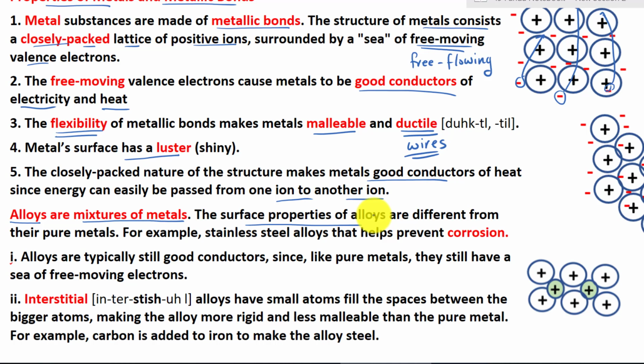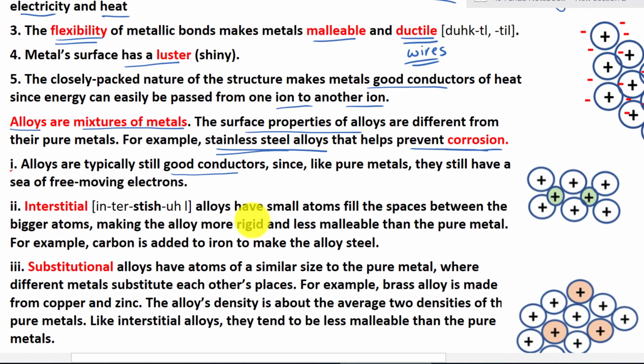By mixing different metals together, we make a very stable alloy. For example, stainless steel is an alloy that prevents corrosion. Pure metals are very corrosive, but stainless steel is not. Alloys are made from metals, so they still have very similar properties. For example, they are still good conductors, still malleable, still ductile. But we can make them in a way that favors our choice, for example to prevent corrosion. And of course, they still have free moving electrons around those metal ions.